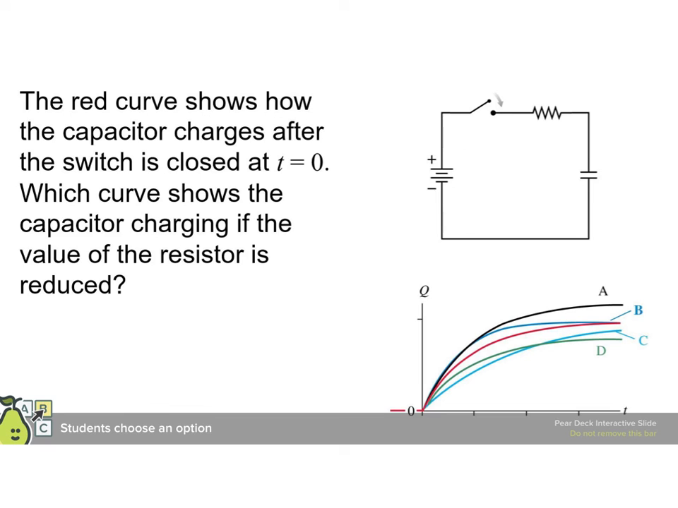So if the red curve is the original curve, then the only one that's properly approaching it is B. I guess conceivably it could also have been C, but a long time, right? Oh, and then we've reduced the resistor, so we've reduced tau, so we should be getting there faster. So while both B and C are converging towards this red curve, C is taking too long.